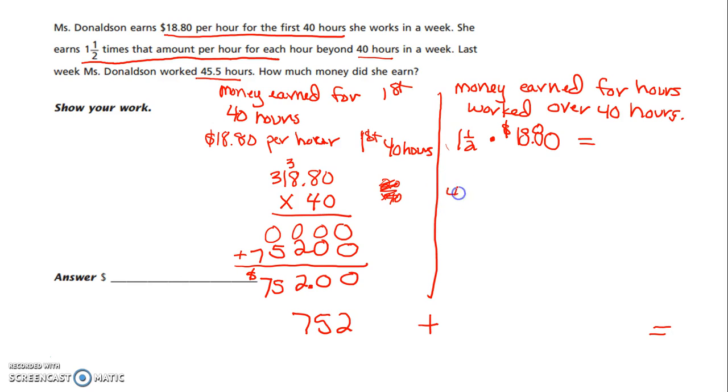So then I would have to do 45.5, take away that first 40 hours, and hopefully most of us can see, oh, they worked 5.5 extra hours. So now I have to multiply these two numbers together. Well, you can either change this to a decimal or you can change that to a fraction. But since we're talking overall money, I think I'll change this to a decimal. 1.5 is 1.5. 1.5 times 1880.